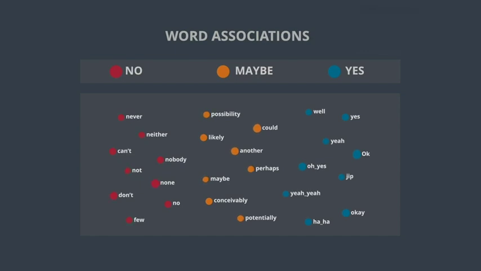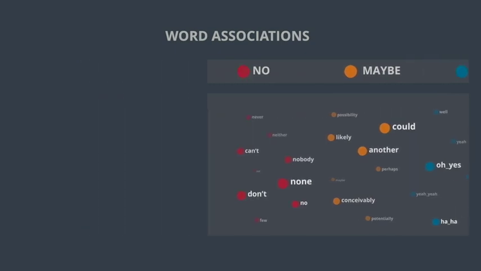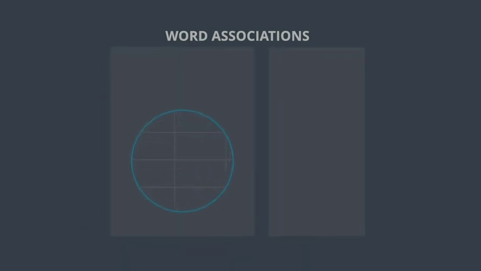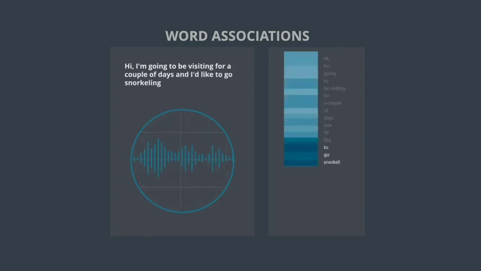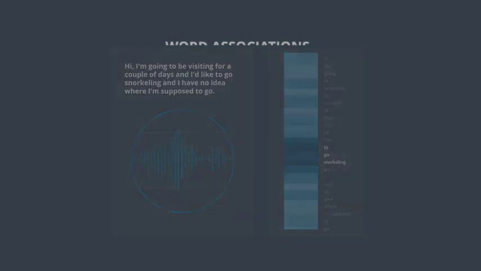Another thing that you can do is you can actually visualize where in the question is the relevant information to help you select the appropriate answer. So for example, if somebody asks a question that says, hi, I'm going to be visiting for a couple days and I'd like to go snorkeling and I have no idea where I'm supposed to go. Does anybody have some good advice? Well, really the important aspect of that question, you should pay attention to where they're saying, I'd like to go snorkeling. And that can help you sift through all the answers that are in your forum and find ones that are relevant where people talk about where to go snorkeling.